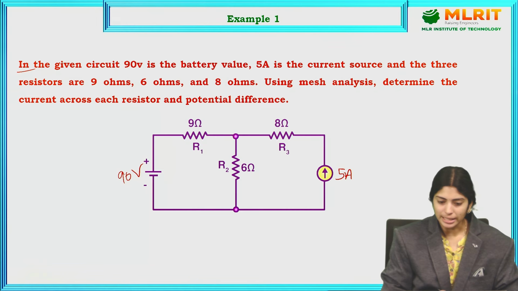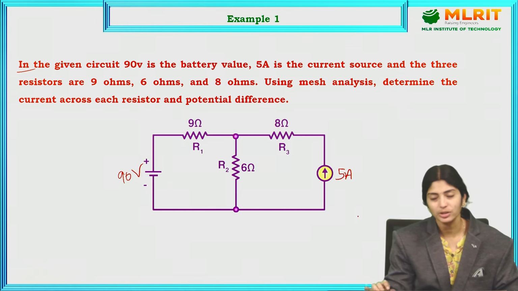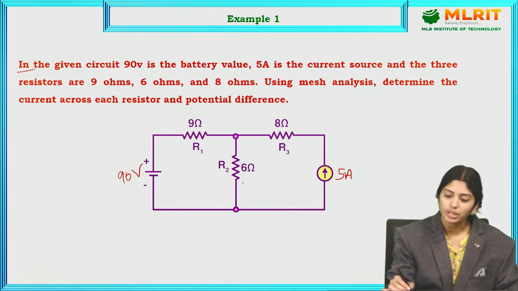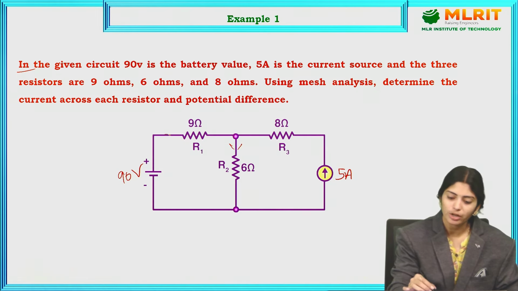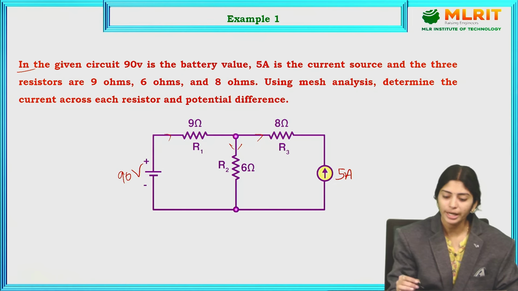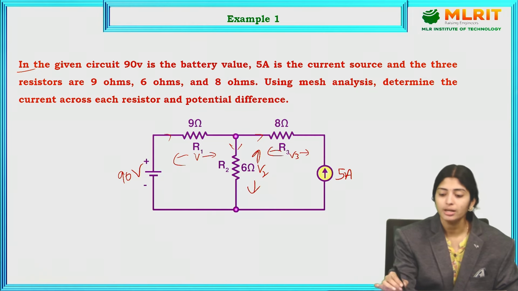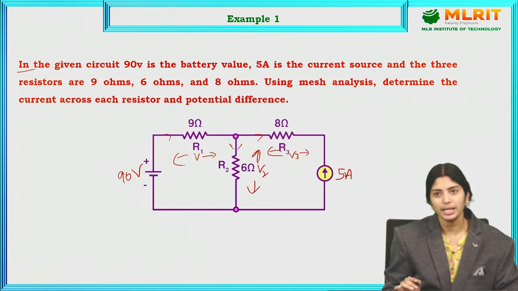So what they have asked us: they have given us these resistor values, the battery value and the current value, and by using mesh analysis, they asked us to determine the current across each resistor and the potential difference. That is, how much current is flowing across each resistor, and how much voltage drop is present across each resistor. They asked us to find out the current flowing through each resistor and the voltage drop across each resistor.